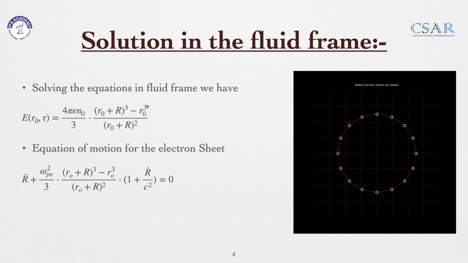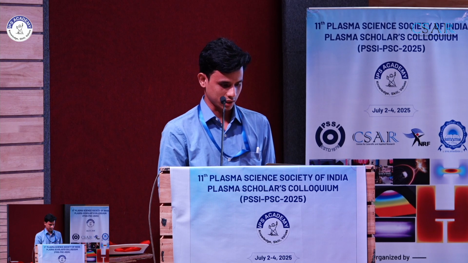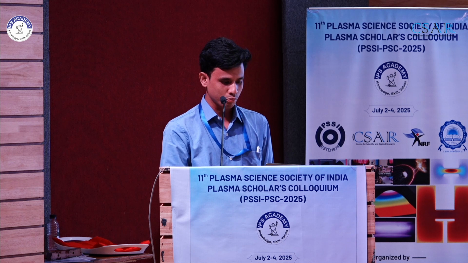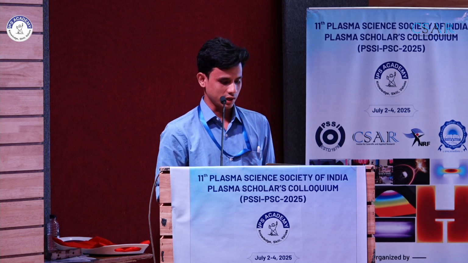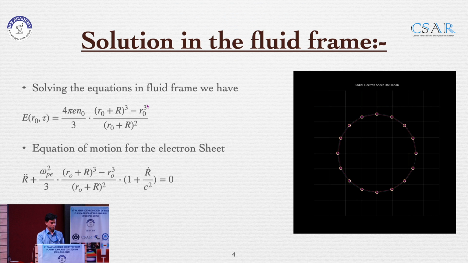depends upon the equilibrium position R0 and the push we are giving to the electrons, that is defined by capital R. Then using Maxwell's equation and Newton's equation, we can get the equation of motion of the electron sheet. The electron sheet means the electrons on the circumference of a particular radius. I am calling that a sheet, and that sheet actually oscillates about the ion. So the equation written below represents the motion of the electrons there.